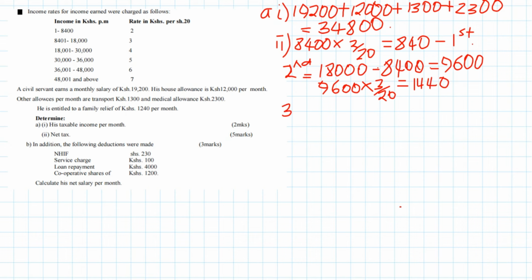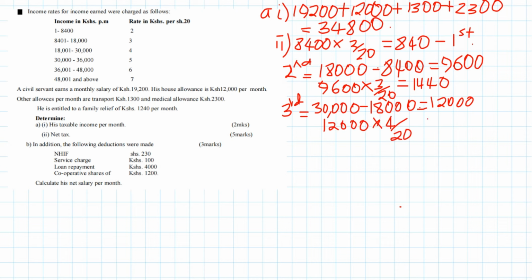1,440. Then we go to the third band, and in the third one, we are going to subtract 30,000 minus 18,000 so that we see the taxable income in that band is 12,000. And since it is 12,000, we take 12,000, we multiply by 4 out of 20, that we see the tax that this person pays is 2,400.